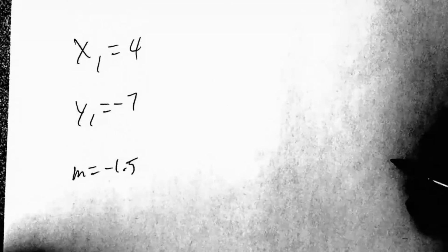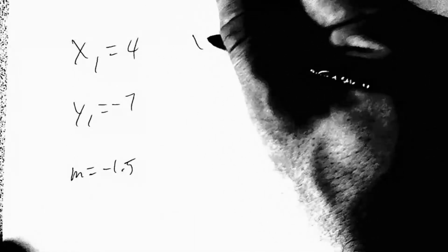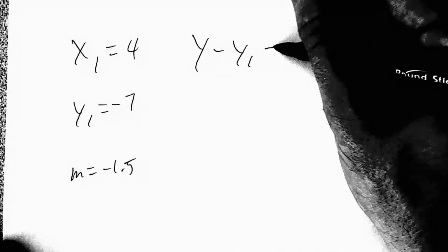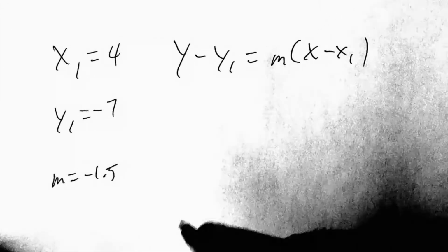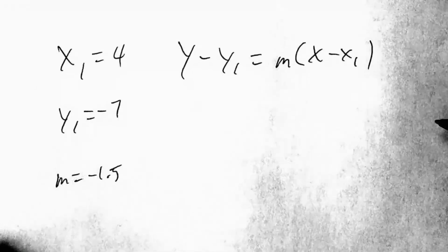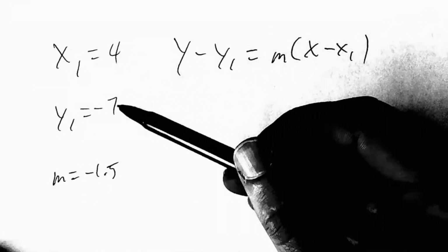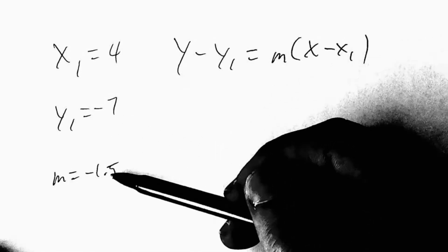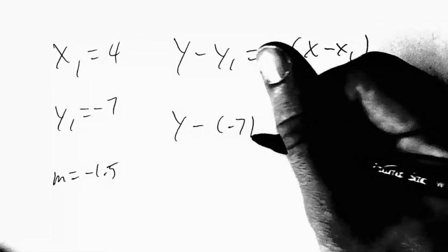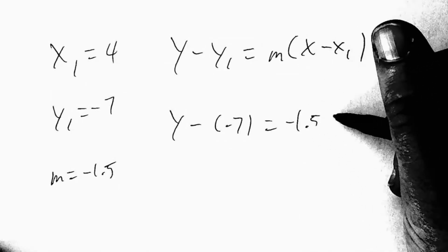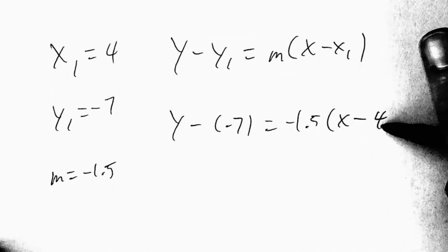And I'm going to plug them into the point slope formula, which is y minus y1 equals m times (x minus x1). This equation is really, really helpful. You just need a coordinate, which is right here, 4, -7, and then your slope, and you're good. So we do y minus -7 equals -1.5 times (x minus 4).